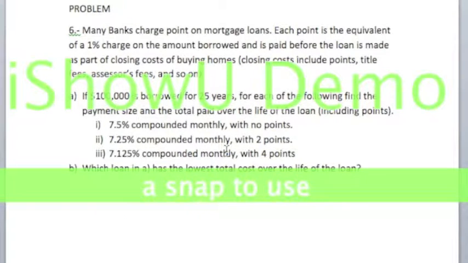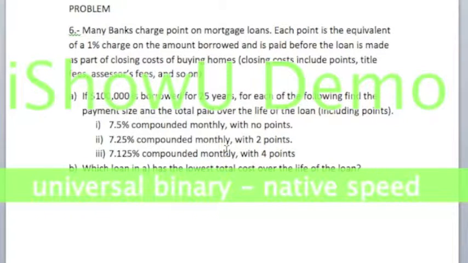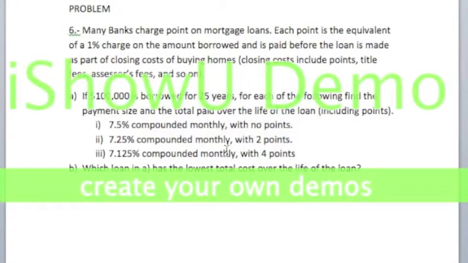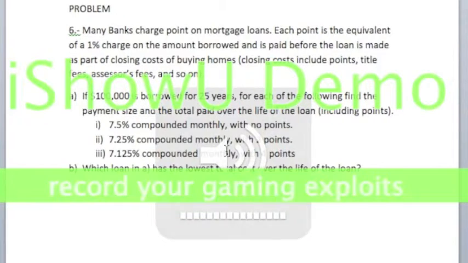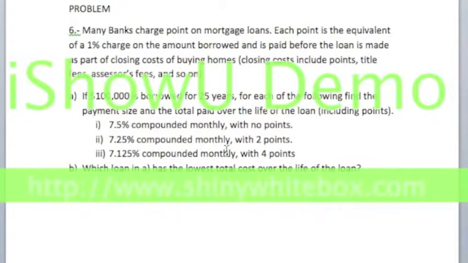Part A. If 100,000 is borrowed for 25 years, for each of the following, find the payment size and the total paid over the life of the loan, including points. Option 1, 7.5% compounded monthly with no points. Option 2, 7.25% compounded monthly with 2 points. Option 3, 7.125% compounded monthly with 4 points.